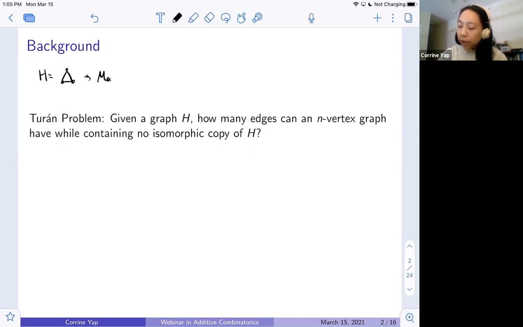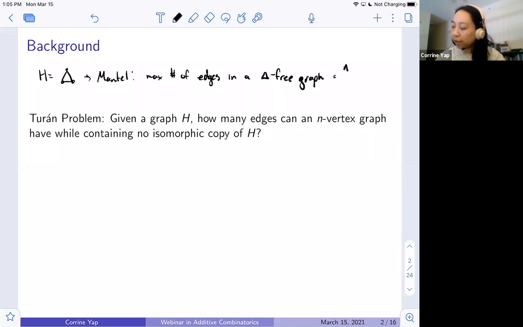And we have Mantel's theorem, which says that the max number of edges in a triangle-free graph, we actually know the answer to this. It is n squared over 4, and it's tight. In fact, this is achieved by the complete bipartite graph on parts of size n over 2. That's the densest triangle-free graph that you can possibly have.